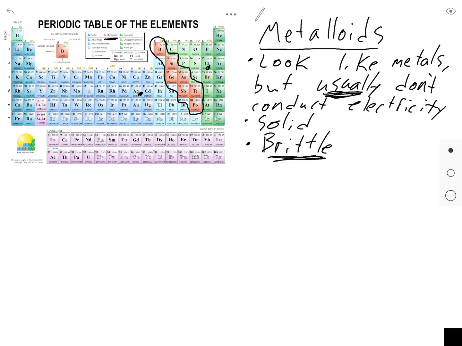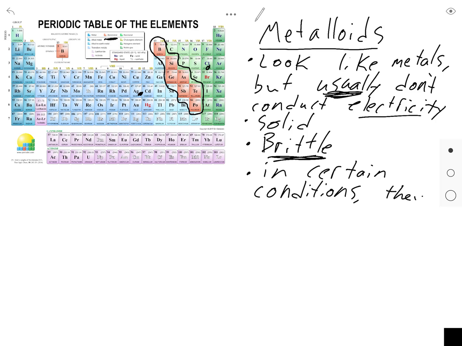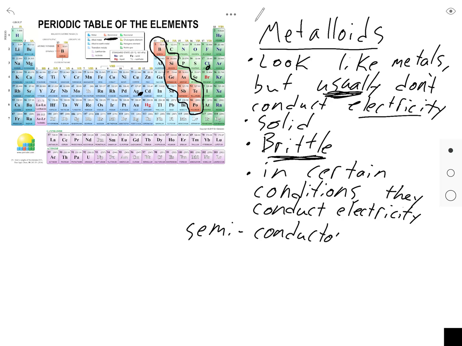Yeah, so they're kind of weird. They sort of look like metals, but they're not really metals. They can't really conduct electricity, but sometimes they can conduct electricity. So in certain conditions, they conduct electricity. And that's why they are called semiconductors. So metalloids are semiconductors, especially silicon, this one right here.